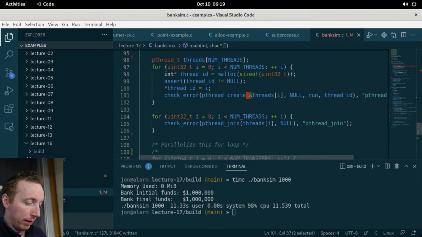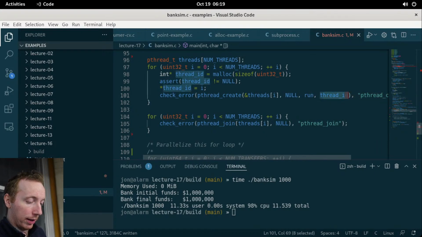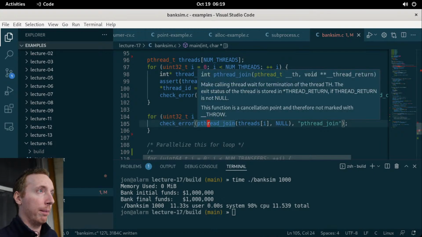So first argument is the pthread, so it's whatever thread I'm creating. I'm giving it default attributes, so it will be a joinable thread, not a detached thread or anything like that. Then I'm going to say it should execute this run function, and this is the pointer argument I'm giving it. It's the pointer to my thread ID. And then after I create all the threads, my main thread just joins all of them. So it waits for them all to finish. So at this point, all my transfers should be done. So any questions about this?